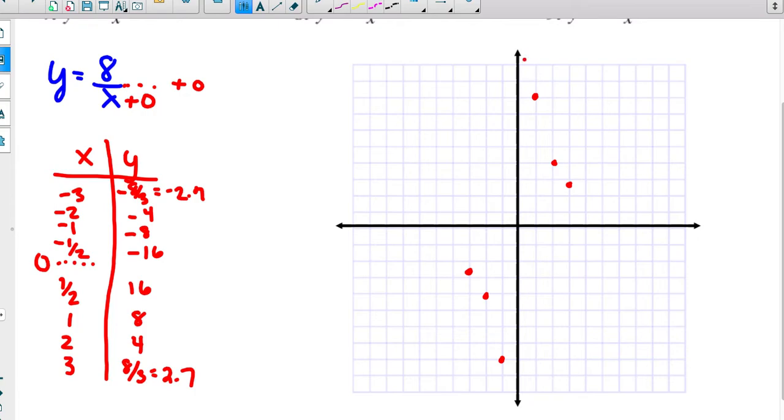All right, so then here are your branches. Oh, sorry, that's not completely on there, but hopefully you get the drift.